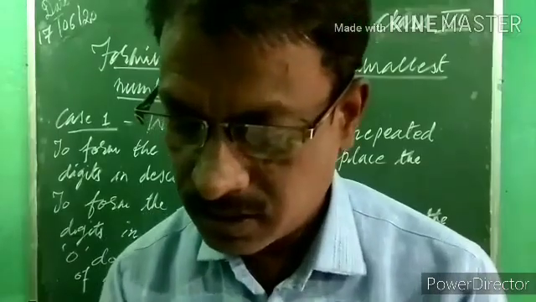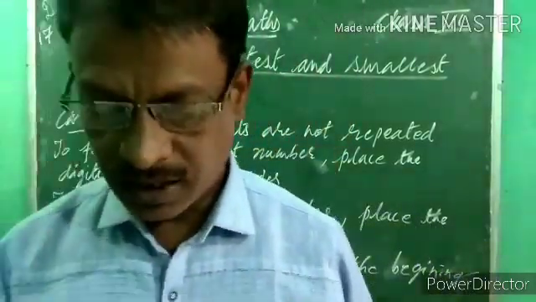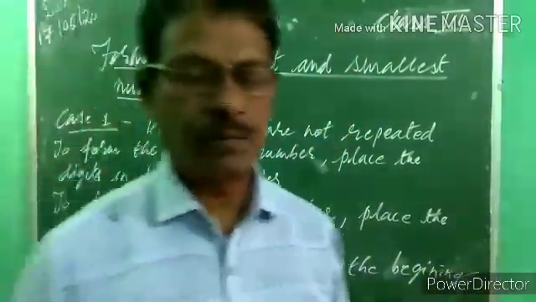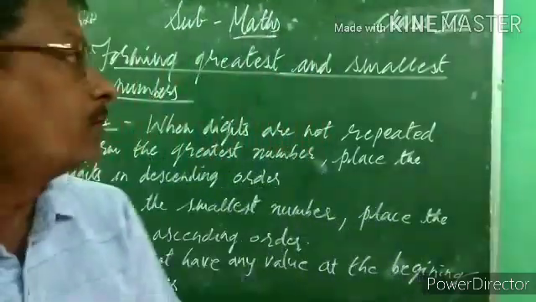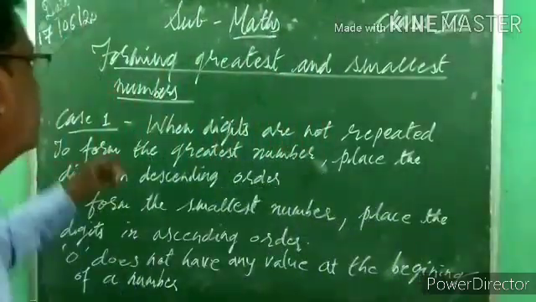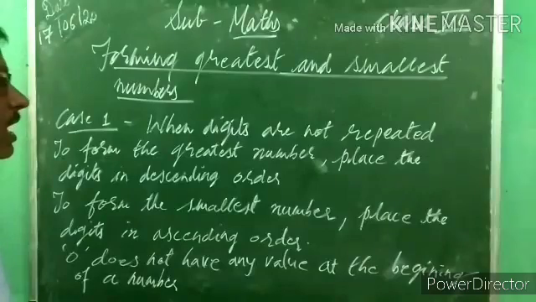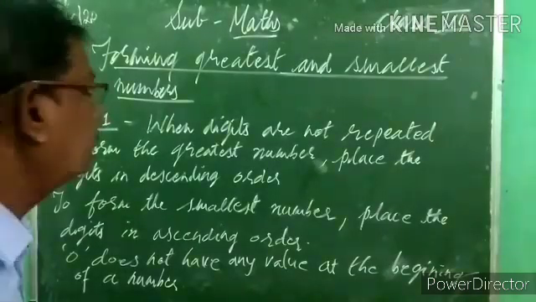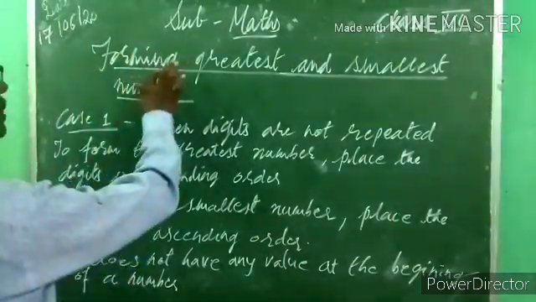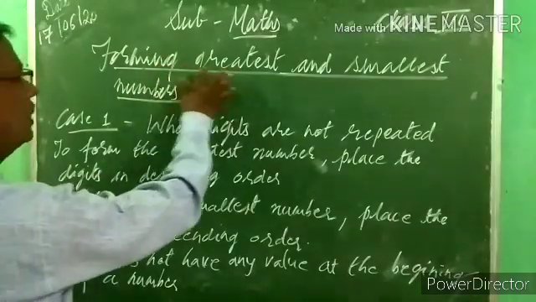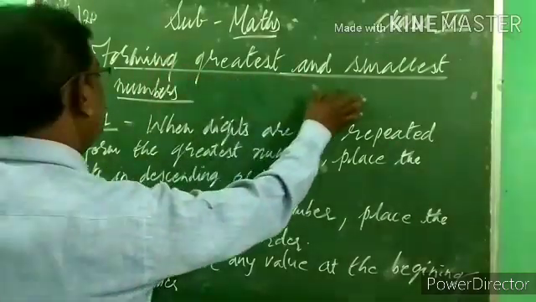Good morning, students. In the previous class, we studied comparison of four-digit numbers and ordering of numbers. Now today we will study forming the greatest and smallest number. Forming means constructing or building the greatest and smallest number.